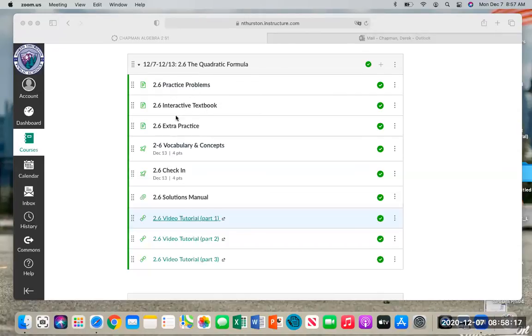The textbook tells you which pages and where to access it, extra practice if you need it, and then the two assignments that look like they're both due on the 13th, the vocab and concepts and the check-in. Then there's the solutions manual and video tutorial. I think I told you last Wednesday the reason it's three parts was craziness in my house that day. Part 1 is all the instructional stuff, all the different examples. Parts 2 and 3 are the practice problems that I'm working through. So that's how it's laid out.